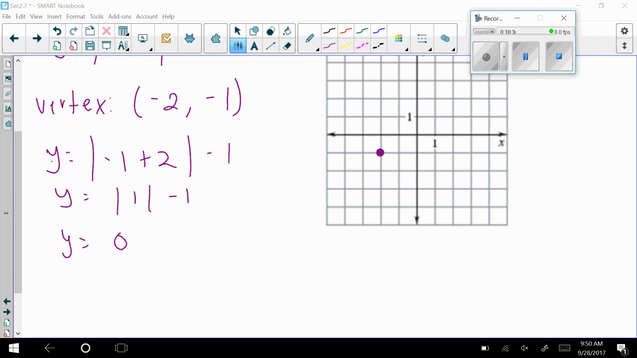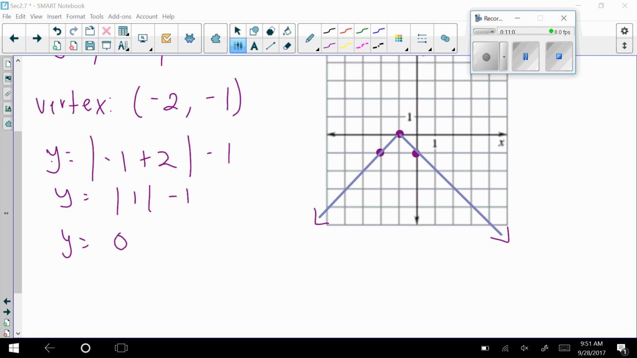Next, I'm going to pick another point, and I chose to plot where x is -1, because it's right next to the vertex. So when x is -1, my y is 0. So now I'm going to plot that point. And then next, I'm going to use symmetry to find my third point. If I use symmetry to find my third point, I can plot where x is 0, y is -1. And then I can connect my points to create my absolute value function graph.